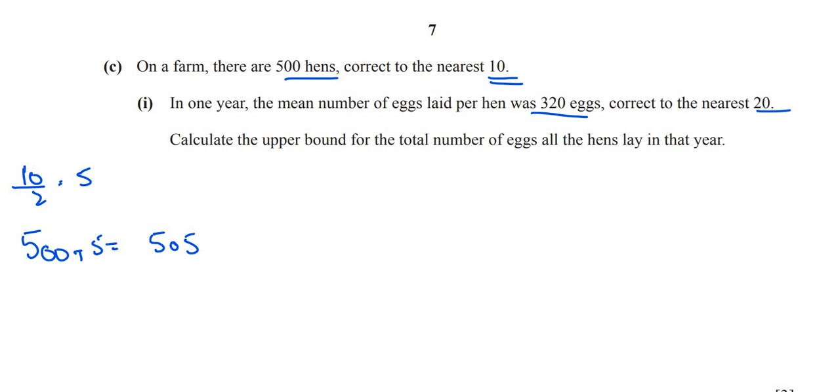And then we need to calculate the upper bound for the number of eggs. So there are 20 eggs. We will do 20 divided by 2, which is 10. So we will do 320 plus 10. We have 330.